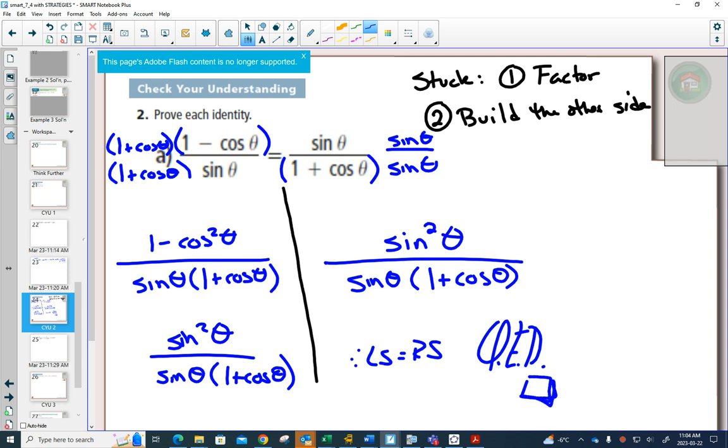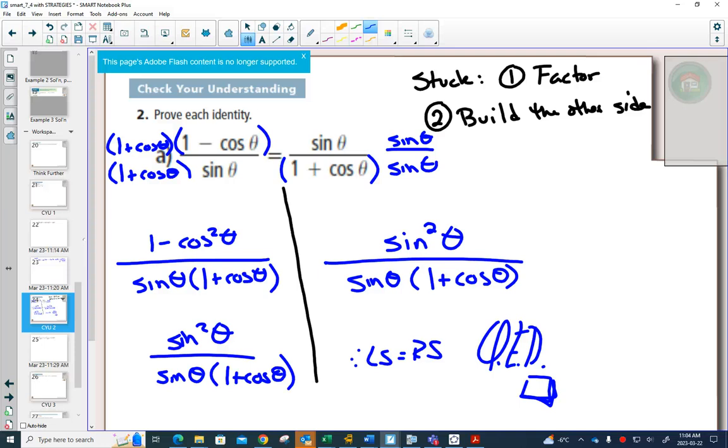And we have our proof. So the build the other side strategy and factoring you use when you get stuck, and they can often help you get unstuck quite easily. This one for sure was easy.